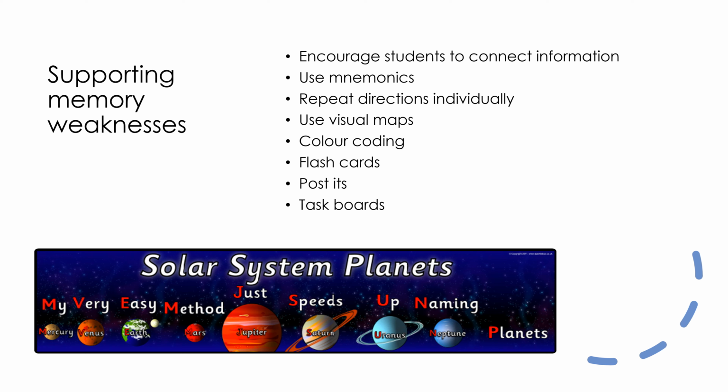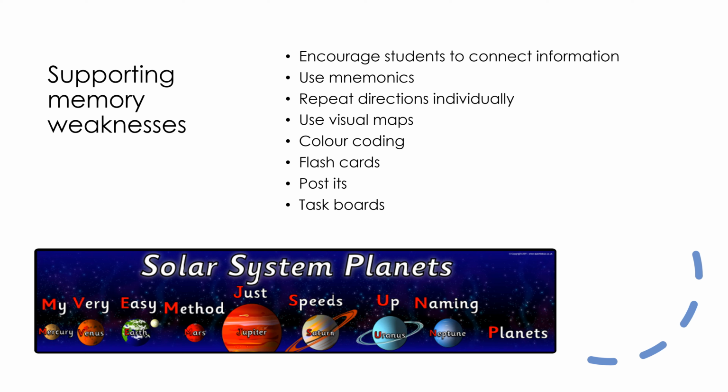A mnemonic is a memory device that helps us to remember key facts and large amounts of information, particularly when they need to be remembered in a certain order. They come in many forms, including songs, rhymes, and acronyms. I personally have never forgotten the order of the planets thanks to the mnemonic. My very easy method just speeds up naming planets, as you can see in the picture here, and the word planets obviously now accounts for Pluto.